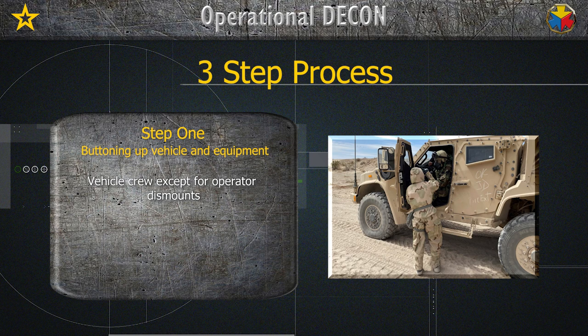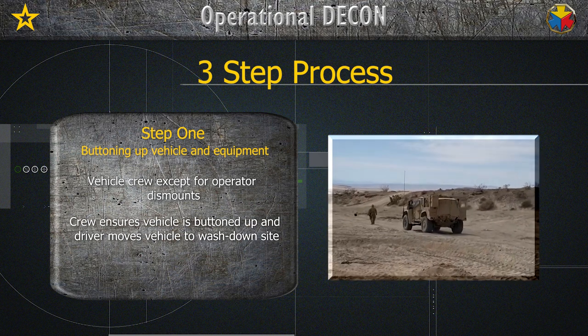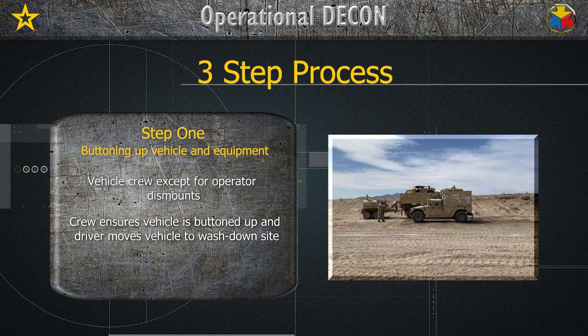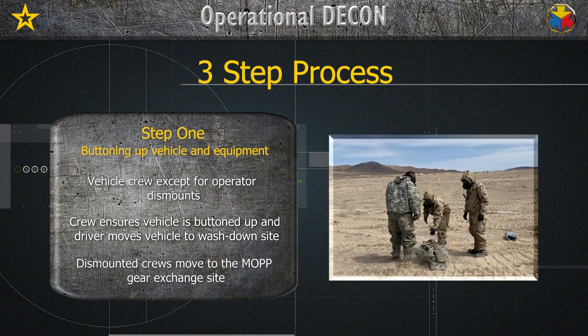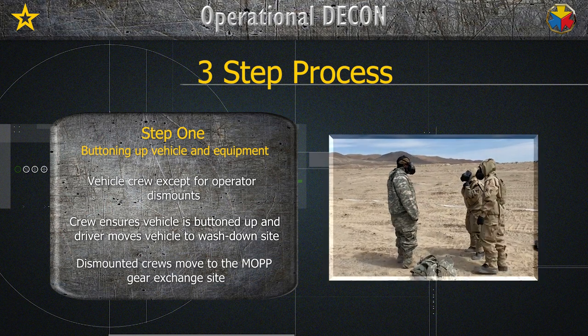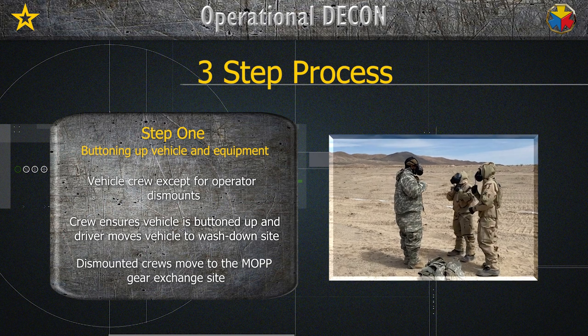The vehicle crews accept operator dismount unless they have an operational overpressure system and an uncontaminated interior. The crew ensures vehicles are buttoned up and the driver moves his vehicle to the washdown site. All other dismounted crews and soldiers in the contaminated element move to the mop gear exchange site.